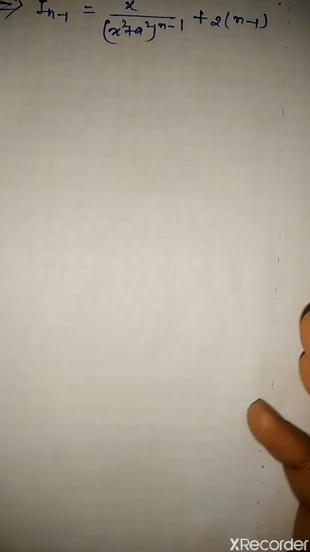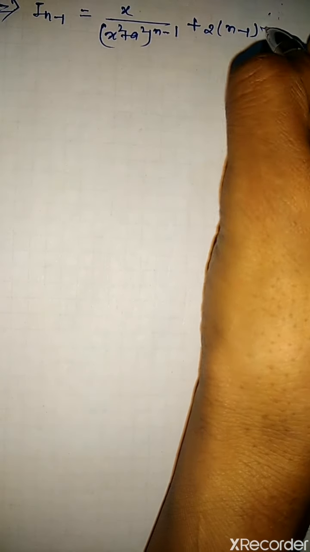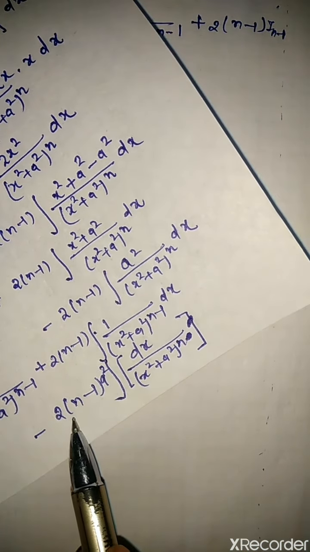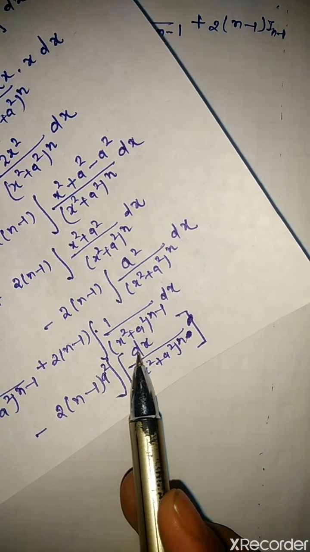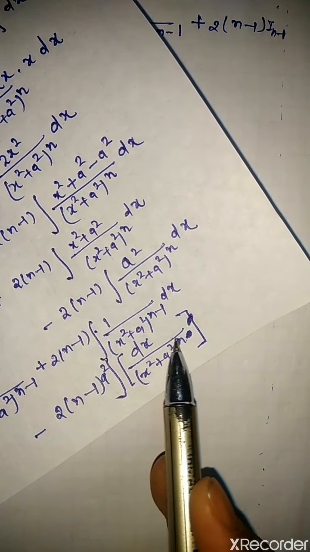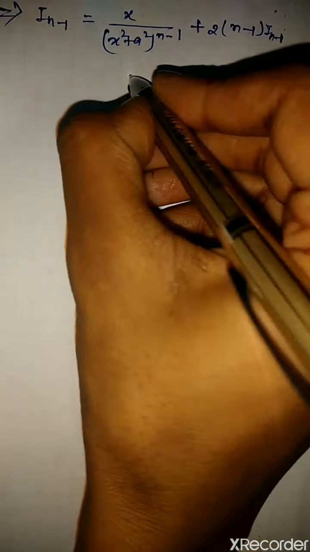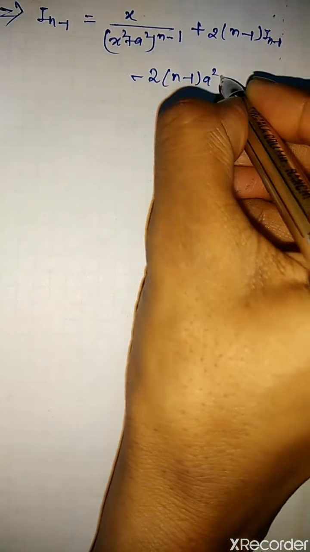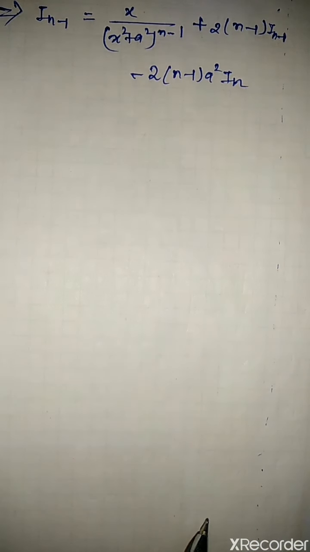So here we write this thing as I_(n-1), and then we have the next, minus 2 times n minus 1 a square, this function. So this function is equal to what? I_n. So minus 2 times n minus 1 a square I_n.